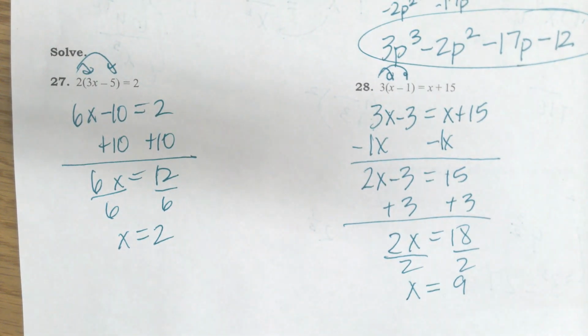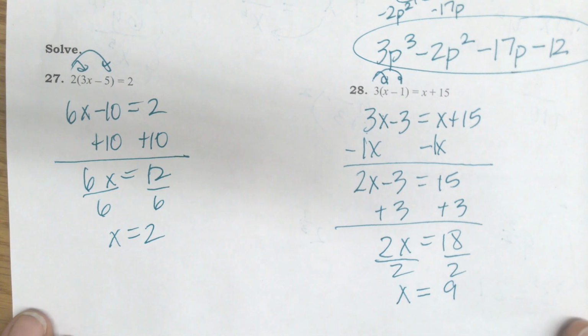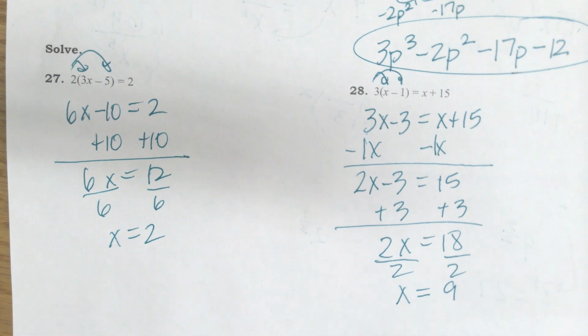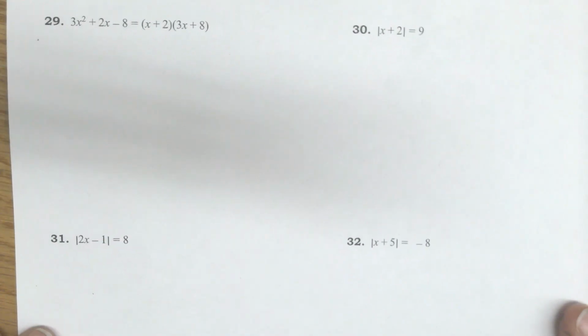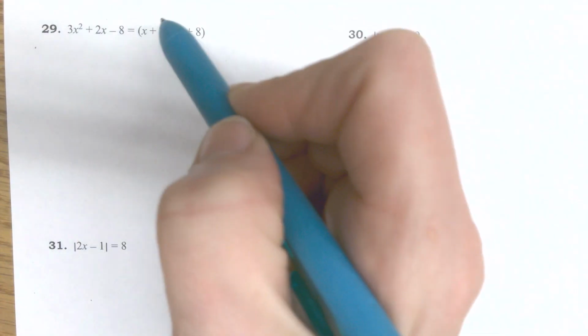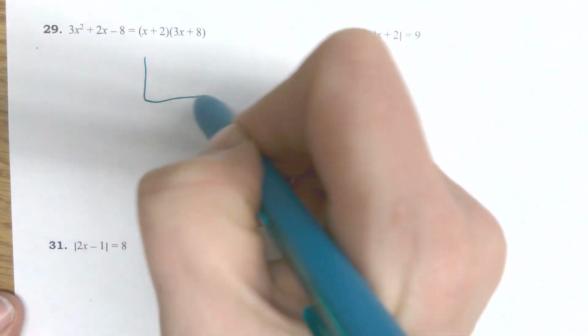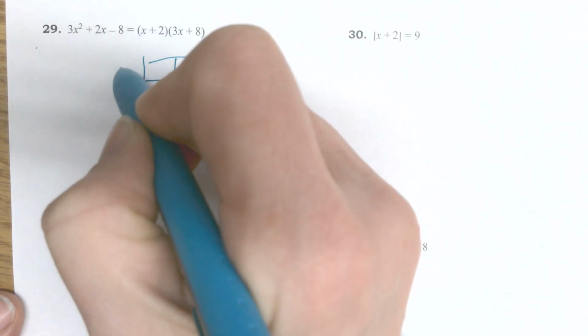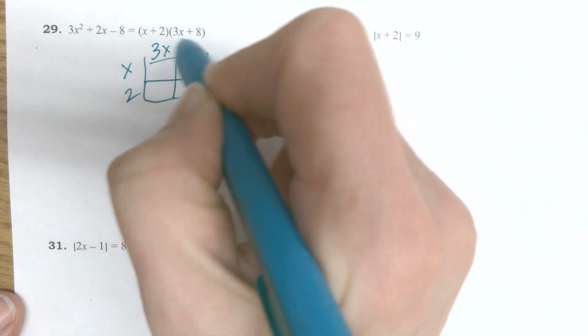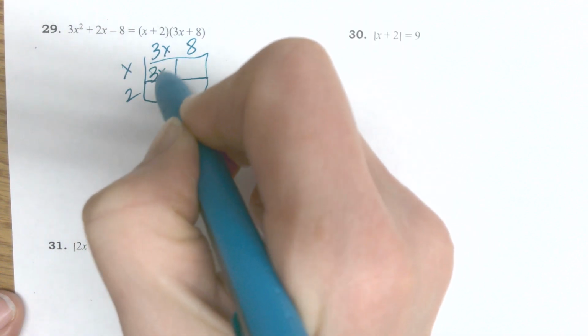Again, if you need to pause to get caught up, pause to get caught up. But then we'll finish our last problems. We've got a couple absolute value problems, as well as one where we have a double distribute. So here we go. I'm going to do the box method for this first piece here. X plus 2, 3x plus 8, multiply.